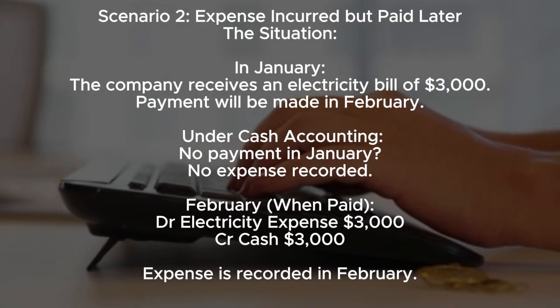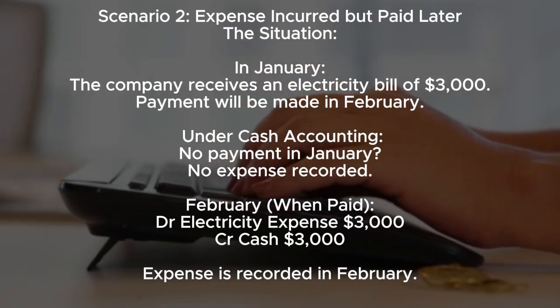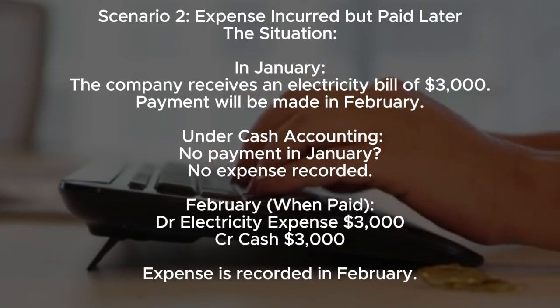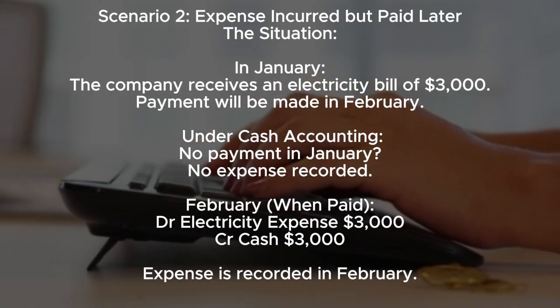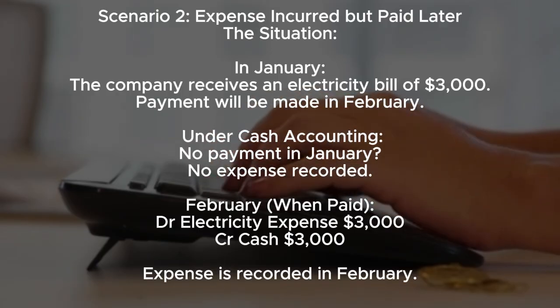Scenario 2. Expense incurred but paid later. The situation: in January, the company receives an electricity bill of $3,000. Payment will be made in February. Under cash accounting, no payment in January, no expense recorded. February, when paid. Debit electricity expense $3,000. Credit cash $3,000. Expense is recorded in February.